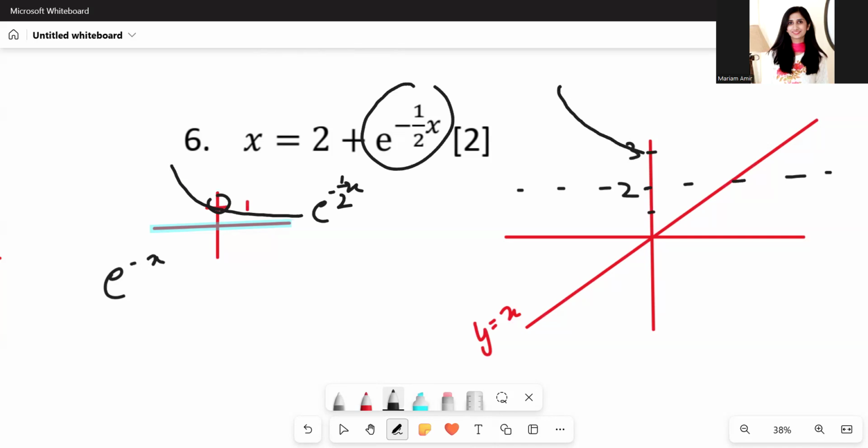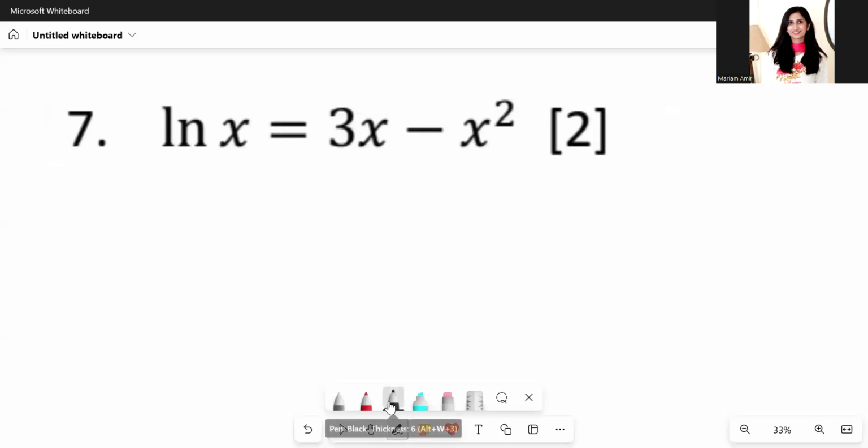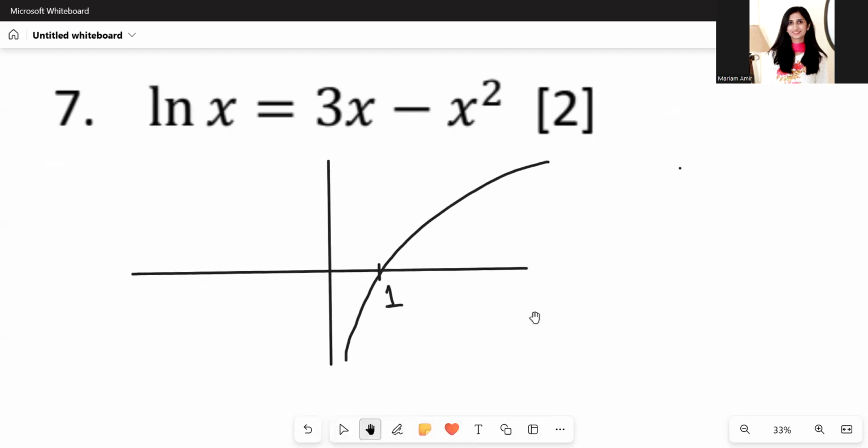And our curve would look something like this. Don't let this curve touch the asymptote. And we're done. The graph for ln x is like this. Something like this. There's 1 here, and the y-axis is the asymptote for this graph. This is y equals ln x.